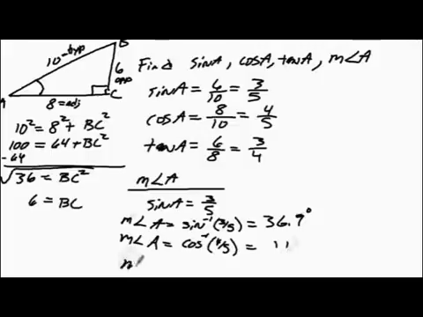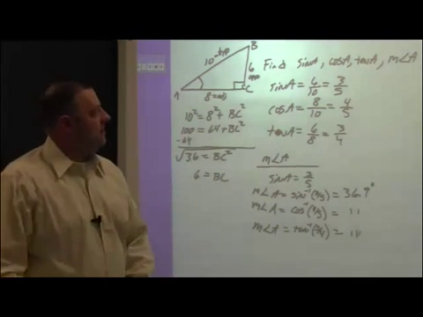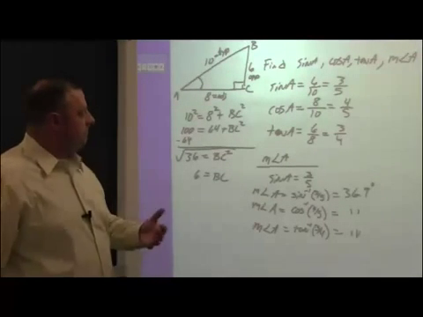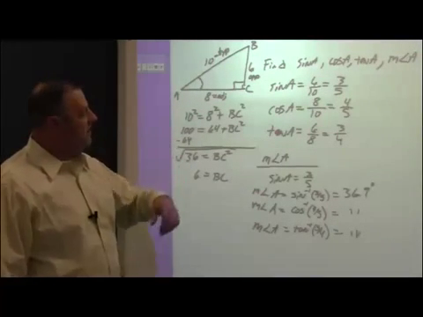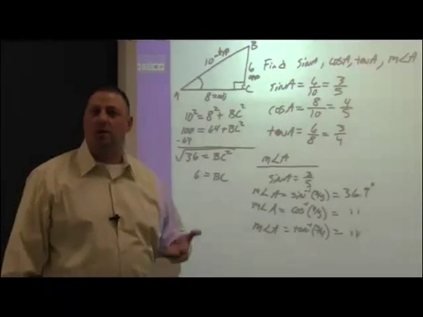You could do the tangent inverse of what you got for tangent of angle A, which is 3/4. All three will give you the same answer. So it depends. It might be a two-part question. They might ask for sine of angle A and the measure of angle A. Then you would use the first method. It just all depends on what they give you and what they ask for.